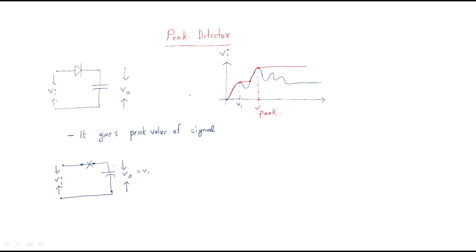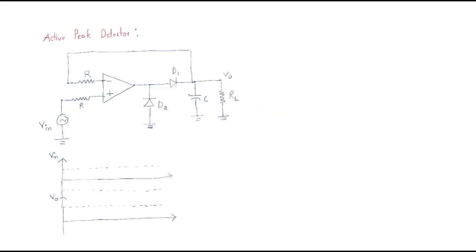Okay, so for this peak detector, if we use an op-amp, then the peak detector becomes an active peak detector. Here we collect the voltage and we give some load, the RL, which is connected across a capacitor. There is a diode 1, and diode 2 is there to avoid the negative saturation. These are the two resistors, and the input is given to the non-inverting terminal.